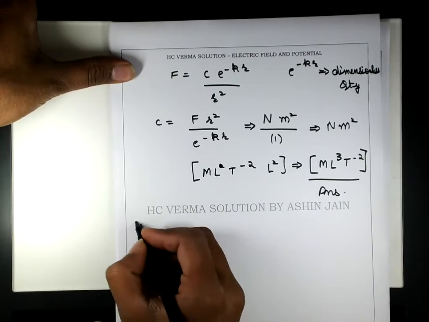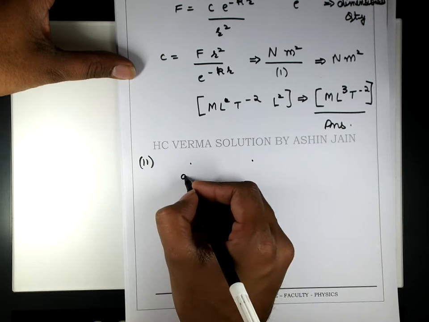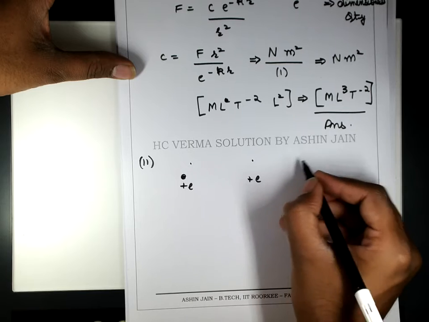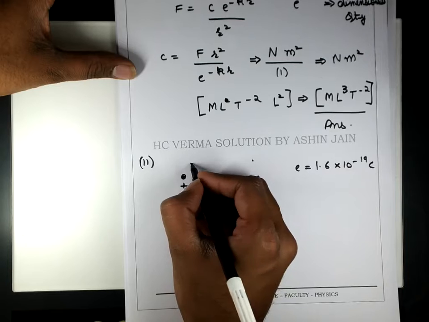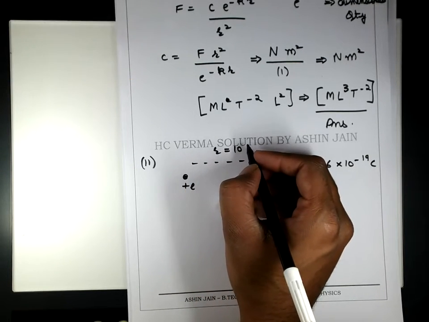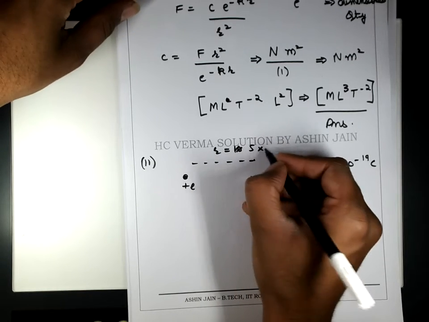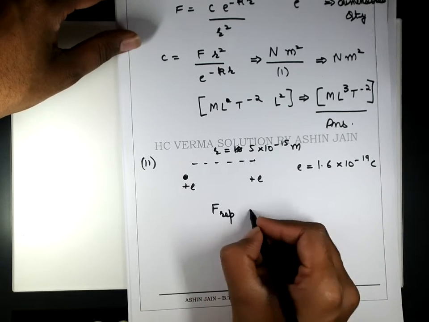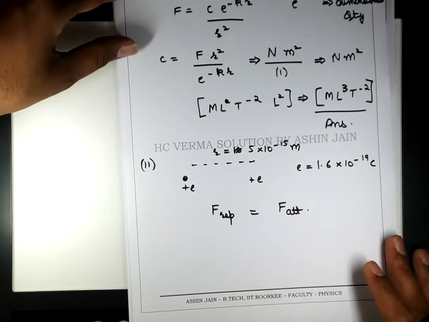In the second part, it is given that we have two protons, plus e and plus e, where e is equal to 1.6 into 10 to the power minus 19 coulomb, which are kept at a separation R given as 5 Fermi, or 5 into 10 to the power minus 15 meter, and it is stated that F repulsive due to electrostatics is equal to F attractive due to nuclear forces.